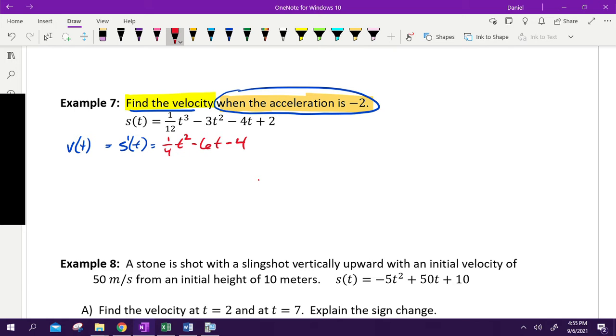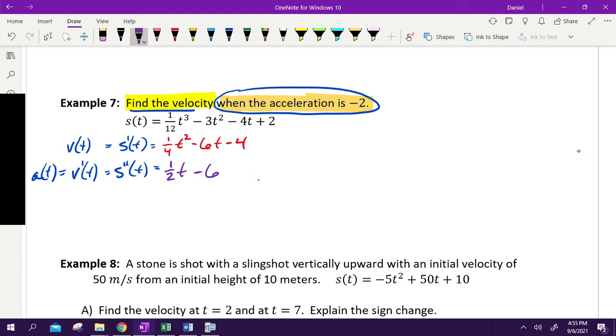Cool. I want to know acceleration, so I have to do it again. I'm going to find the second derivative of position, which is the derivative of velocity, which is acceleration. All of those things mean the same thing, so I'm taking the derivative of this. Multiply that, I get 1/2. Let's color code that. Let's go purple. 1/2 t minus 6. That's my derivative. That's acceleration.